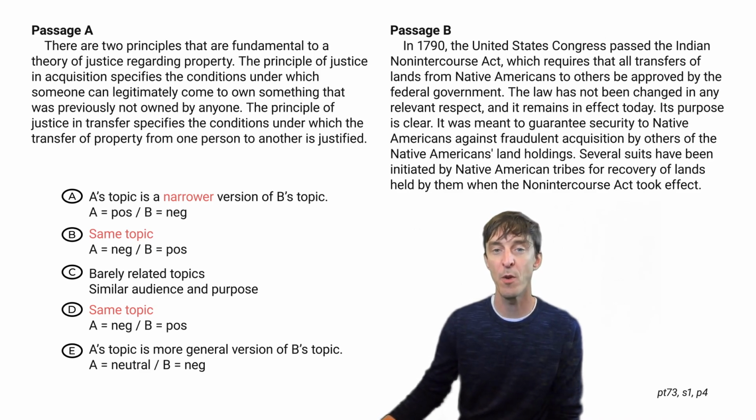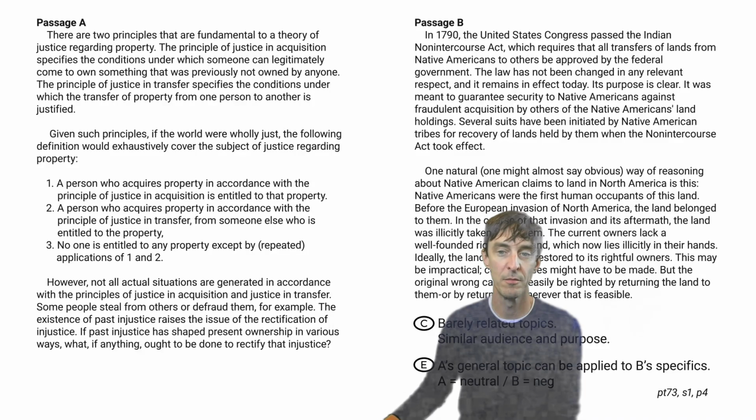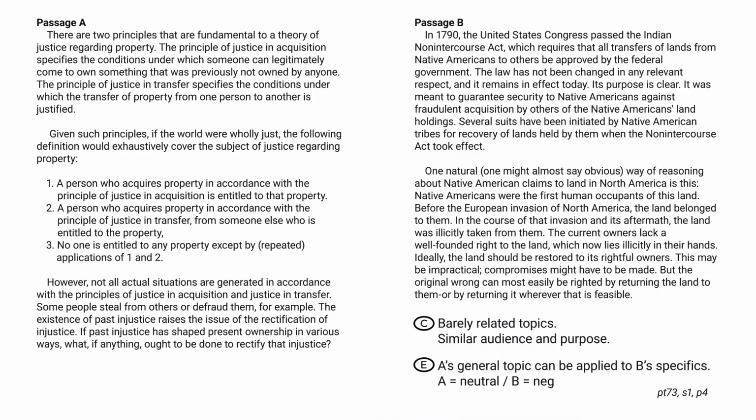If you want to pause the video one more time and read more of the passages, see if you can figure out which answer you would like. The first half of C seems okay because these have some relationship. The ending of B is definitely talking about illicitly acquiring property that is not in accordance with the principle of justice. But it would be hard to say that A and B have a similar audience, similar purpose. A feels like a general passage for law students, and B sounds more like a specific article that anyone might read. Meanwhile, E makes more sense here.